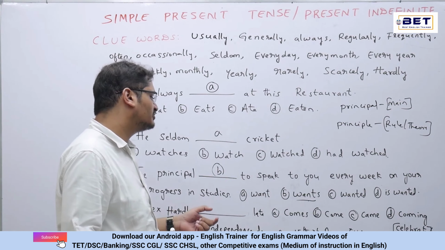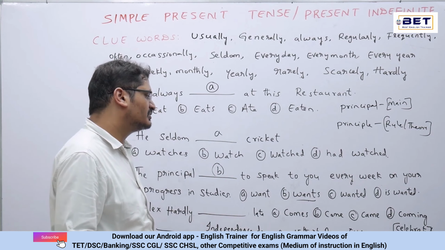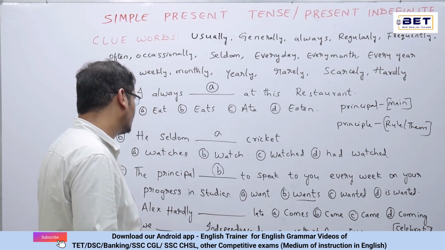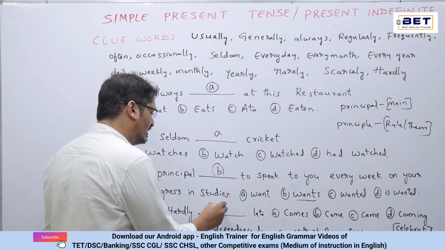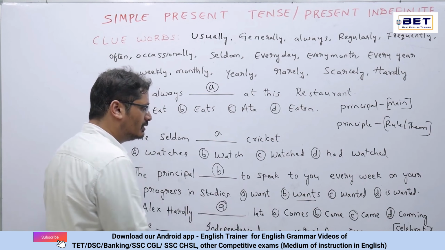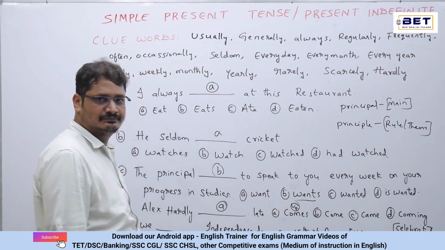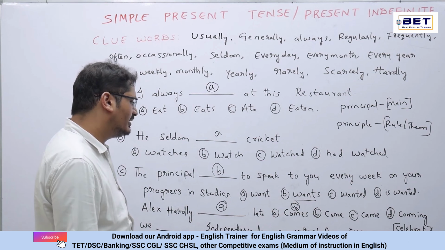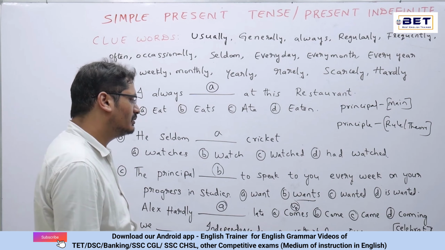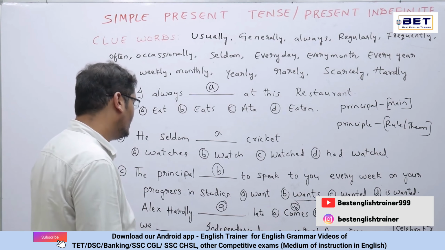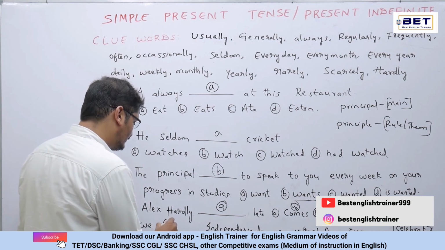Alex hardly dash late. Comes, come, came, coming. Alex hardly comes late. Okay, so it's altogether V5. Next we have question 5. We dash Independence Day on 15th of August every year. Celebrate, celebrates. We celebrate.